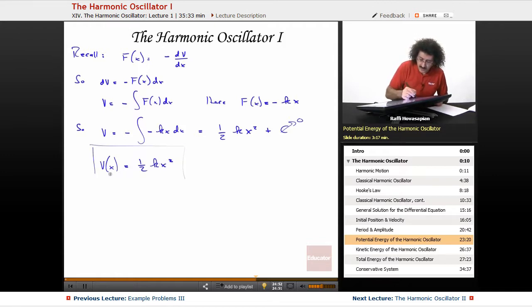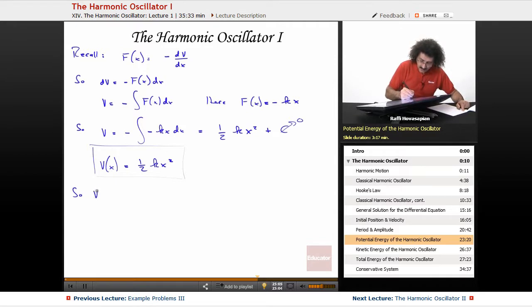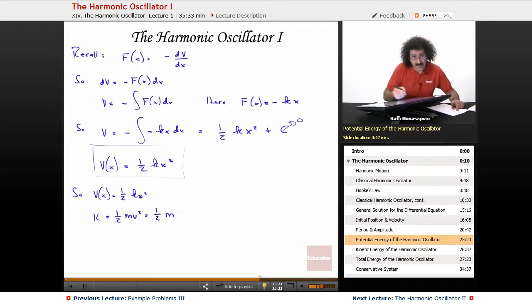Very, very important. That's the potential energy of a mass spring system. So we have our V of x is equal to 1/2 kx squared. That's nice. Well, our kinetic energy, we know the kinetic energy is equal to 1/2 the mass times the velocity squared. Velocity is just the derivative of x, dx dt, so I'm just going to go ahead and call it x prime squared.